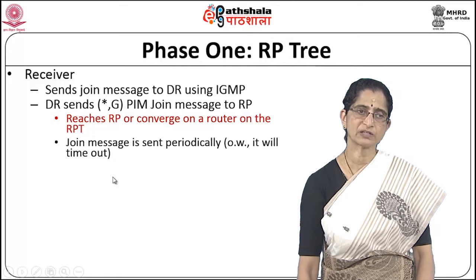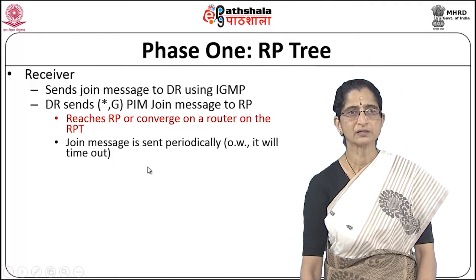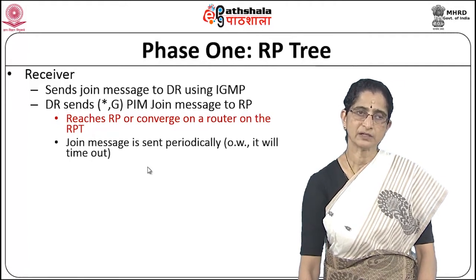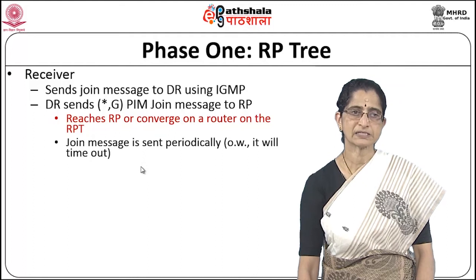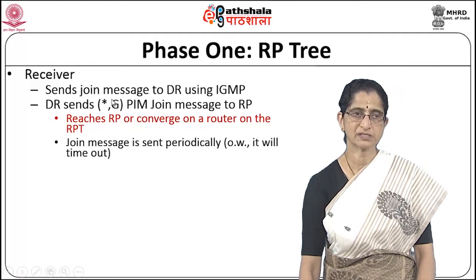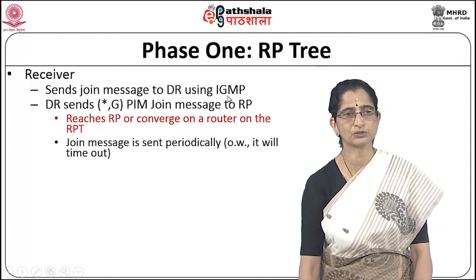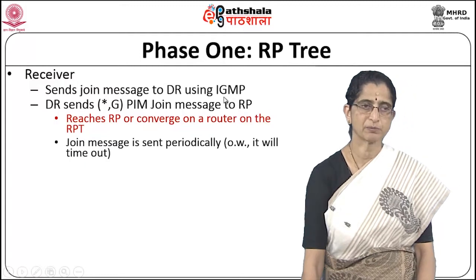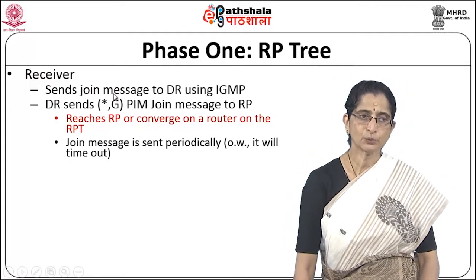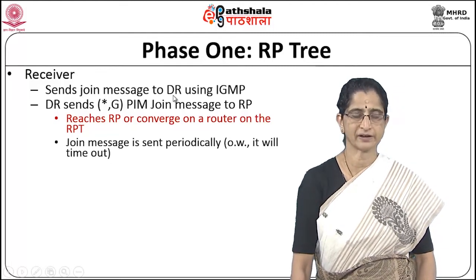So what are the various steps that need to take place here? Basically it starts with the receiver joining the group and informing the RP that it's interested in receiving messages. So the receiver starts by sending a join message to the designated router using the IGMP protocol. So IGMP is our group management protocol. The IGMP protocol will be used by the receiver to inform its designated router. Remember, the designated router is the one that it is directly connected to.